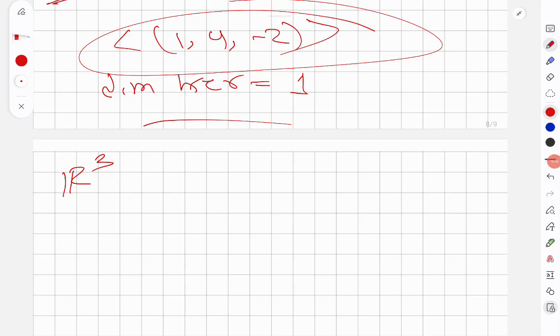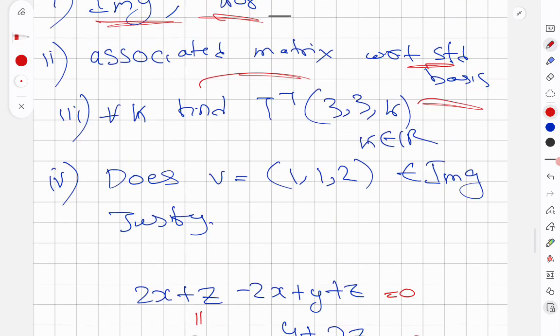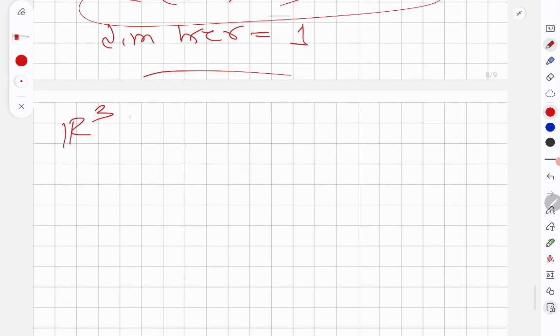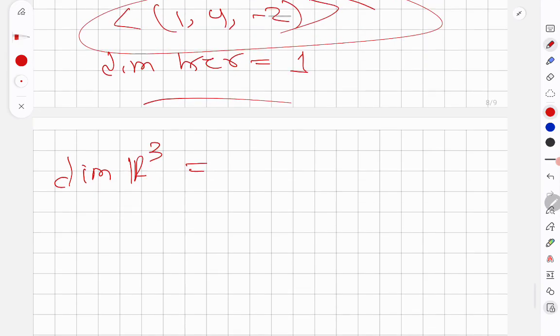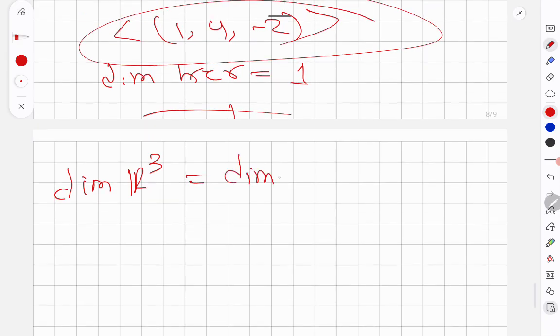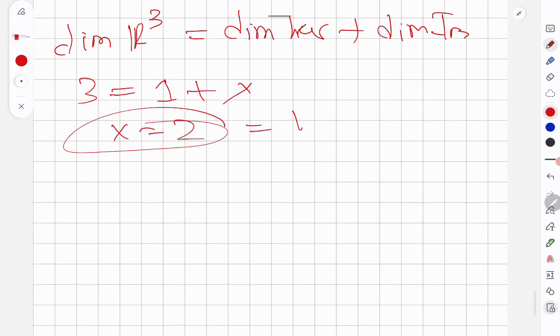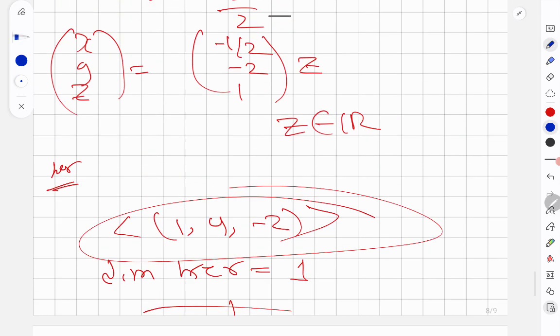So the map was in R3, right? This is R3 to R3. So you can say the dimension of R3 must equal the dimension of the kernel plus the dimension of the image. We have discussed this a lot in the second video. So 3 equals 1 plus x, so x equals 2. The dimension of the image is equal to 2, so we can find the image, then we can check it.